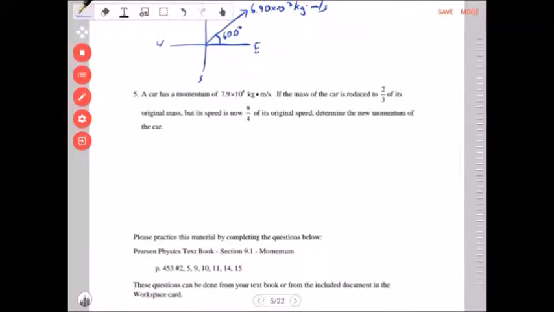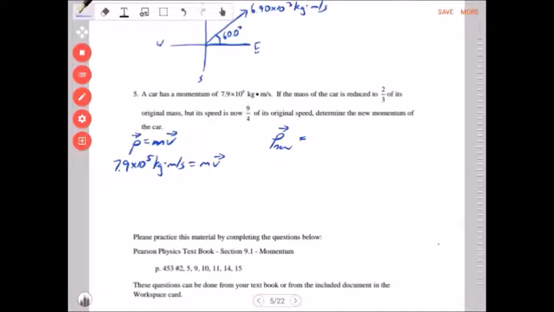Last one for this section. A car has a momentum of that. If the mass of the car is reduced to 2/3 of its original mass, but its speed is now 9/4 of its original speed, determine the new momentum of the car. So this is one of those proportionality ones. How I taught you to do this, we write it once, P equals mv. And we know that our momentum is 7.9 times 10 to the 5th kilograms meters per second. That equals our mv.